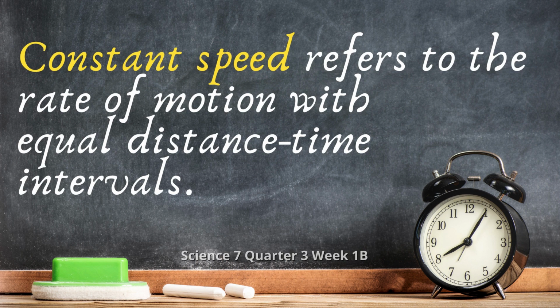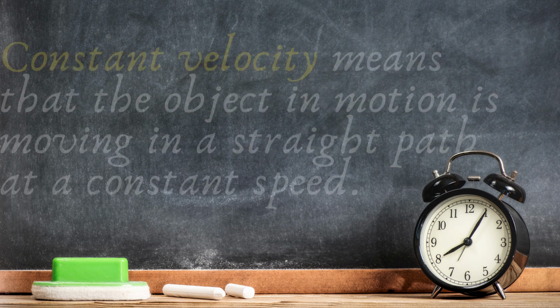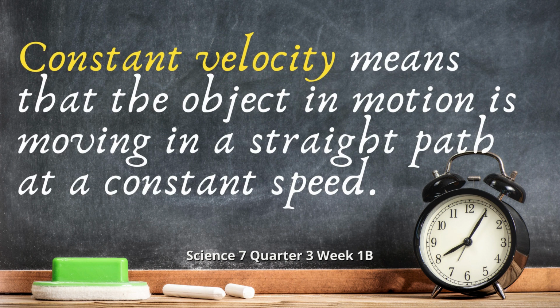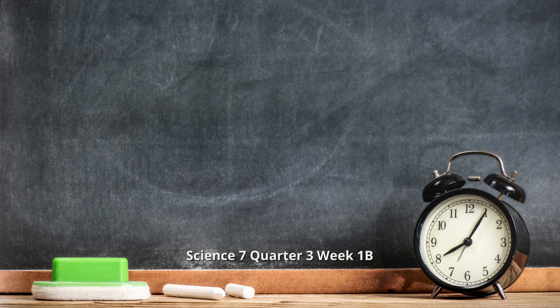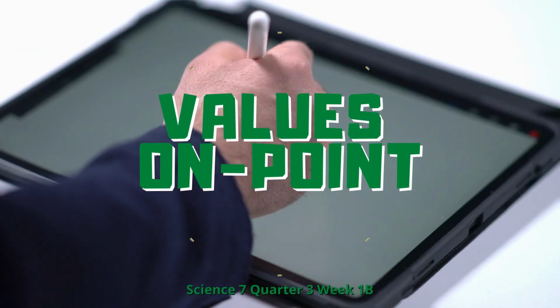Constant speed refers to the rate of motion with equal distance in equal time intervals. Constant velocity means that the object in motion is moving in a straight path at a constant speed. Values on point.